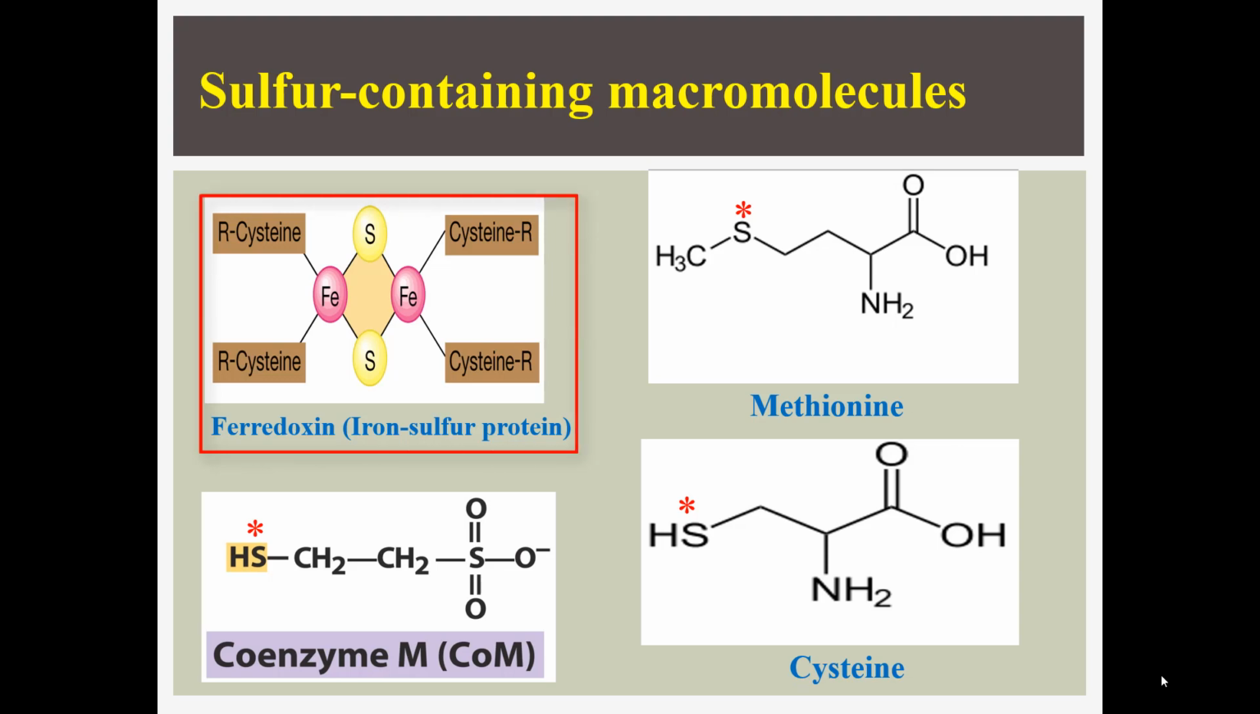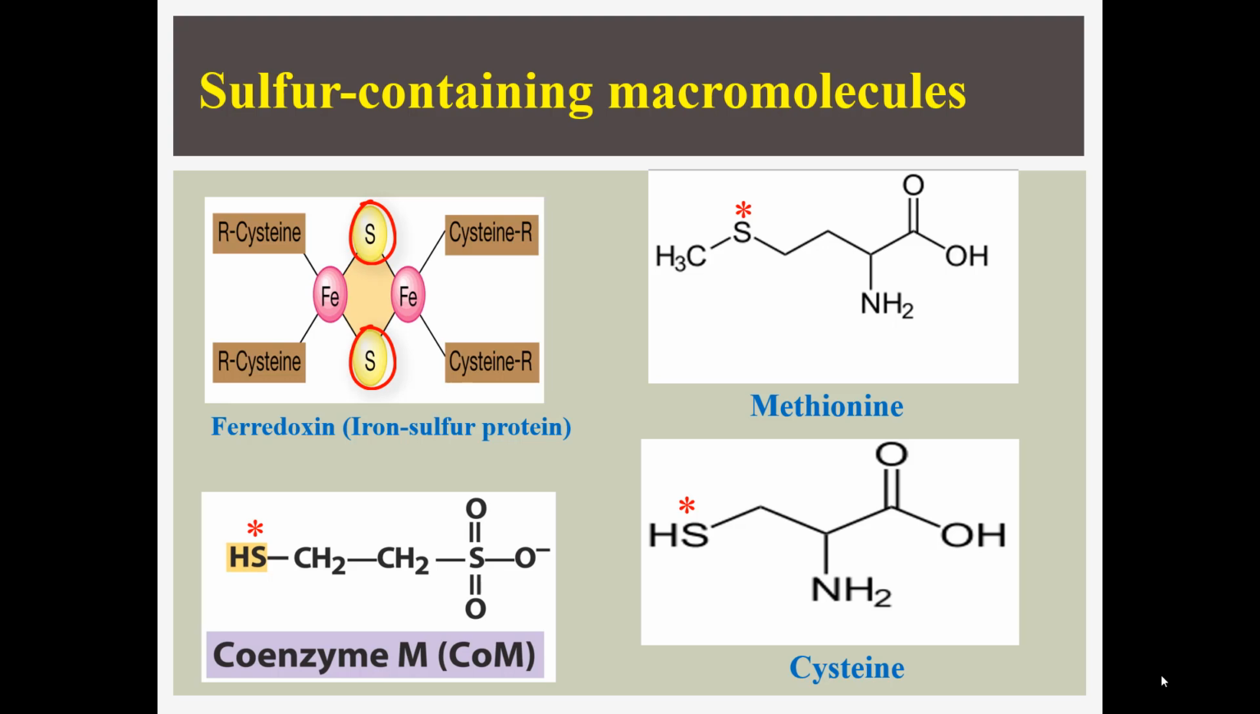Ferredoxin is an electron carrier in the electron transport system. It is an iron-sulfur protein that mediates electron transfer. It contains sulfur. Coenzyme M is a coenzyme required for methyl transfer reactions in the metabolism of methanogens. It also contains sulfur. Now, methionine and cysteine are amino acids that contain sulfur. So sulfur is an essential element for all cell metabolism. A cell will not survive without sulfur.